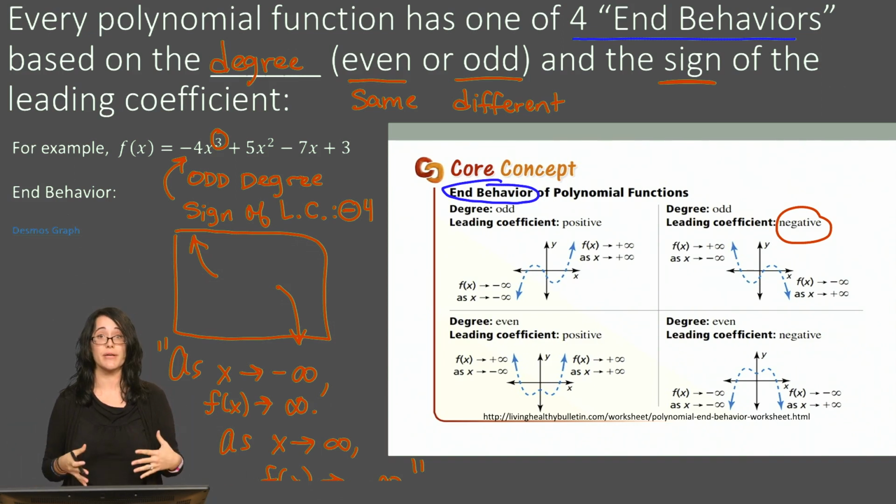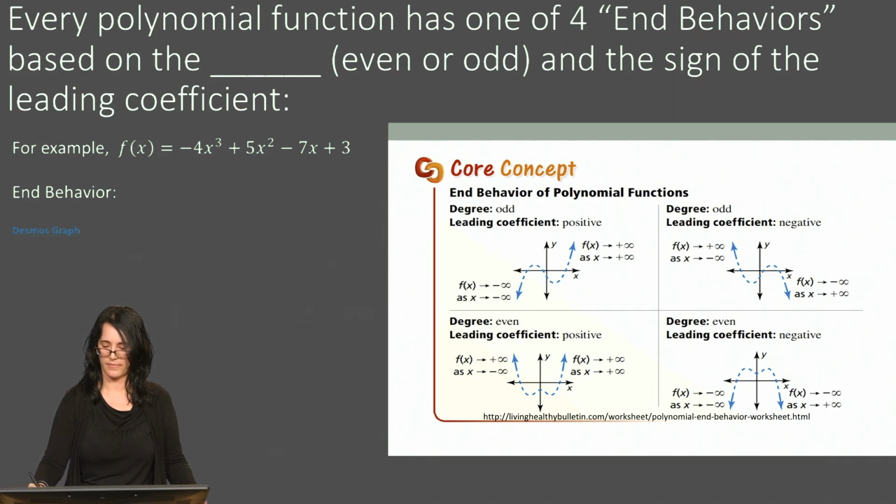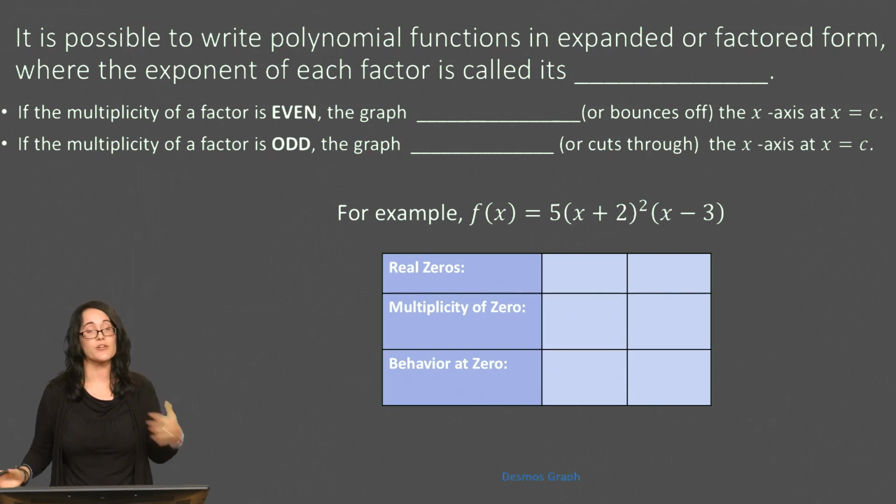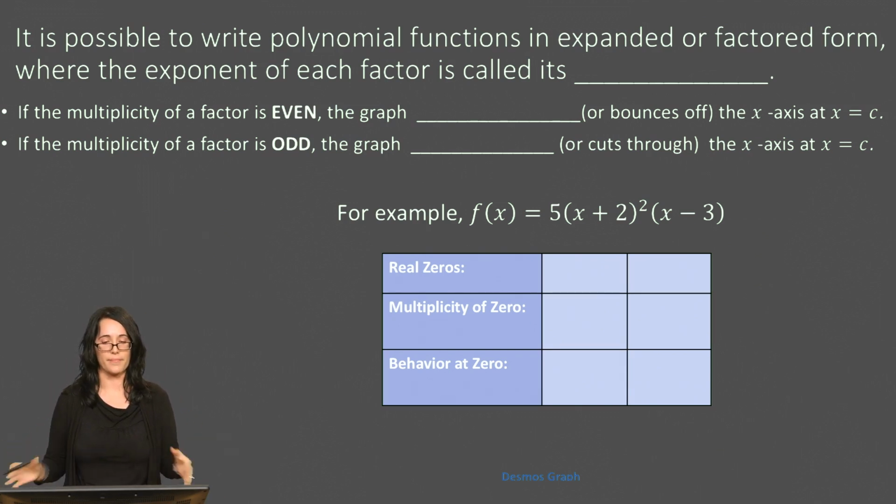We've talked about degree, we've talked about end behavior. Now we're going to put this together with x-intercepts so that we can start getting graphs of our polynomials. So let's head over to our next slide here. Okay. So in our next slide here, we're going to actually practice putting this all together.